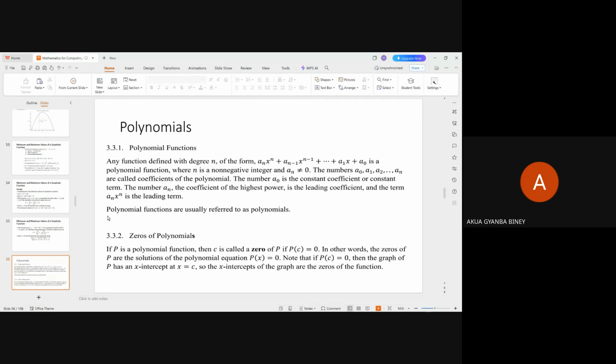We are moving on. We move on to polynomials. We are done with quadratics. No, the quadratics are still polynomials. I don't know how the title of this thing was given. I said polynomials. Any function.